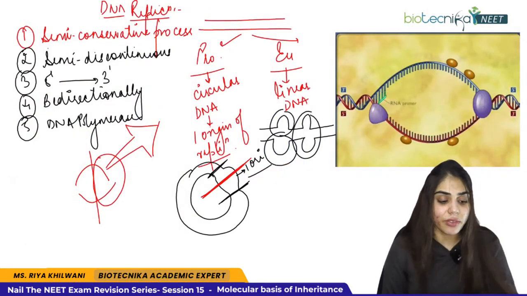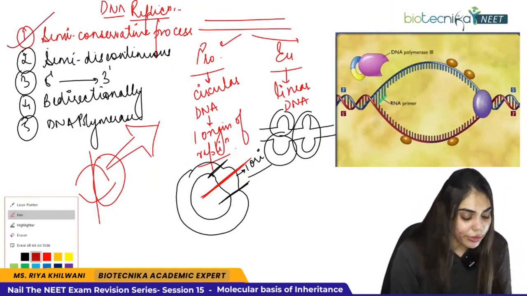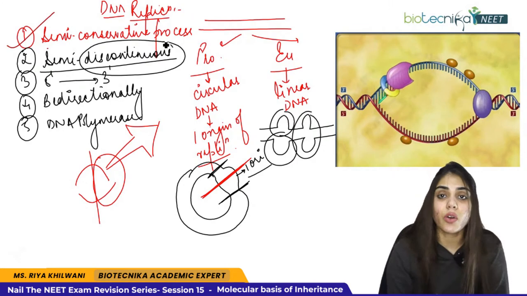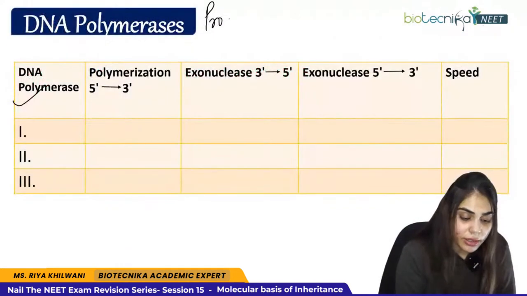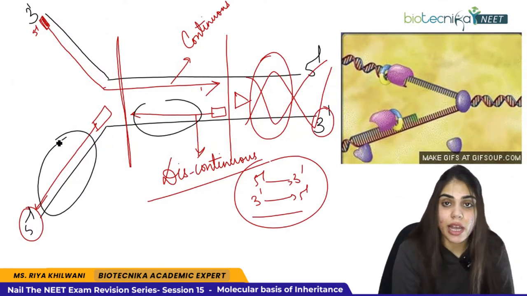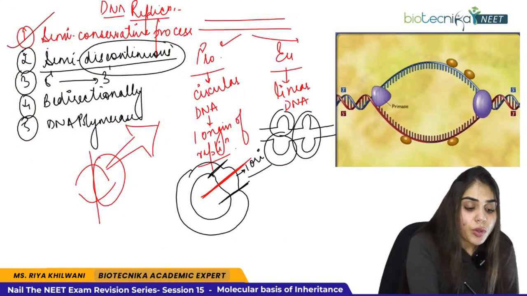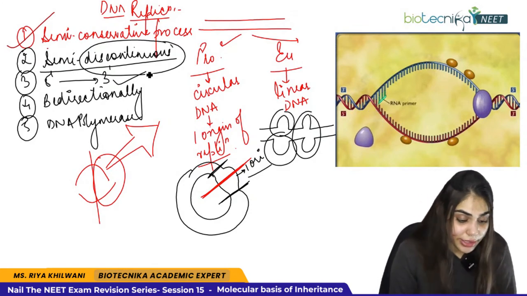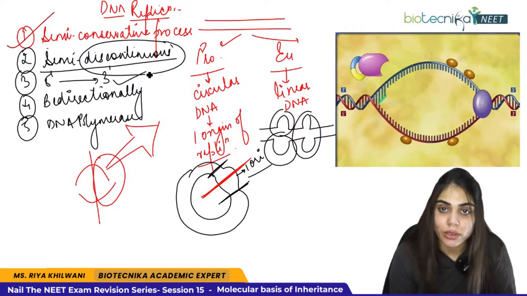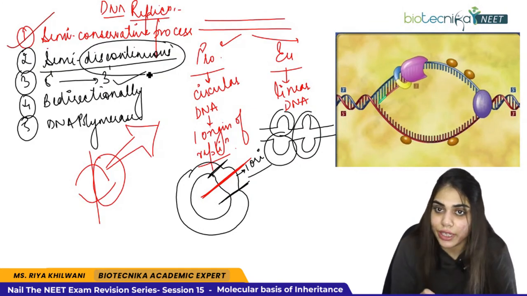So we have already covered what is the semi-conservative process of DNA replication. So DNA replication is semi-conservative. It is semi-discontinuous because the one strand that is formed is the continuous strand, and the second strand that is forming is discontinuous. Short stretches of DNA fragments are being formed in the lower strand. It is proceeding in the 5' to 3' direction. Yes, DNA synthesis will always happen in the 5' to 3' direction. Whether it is DNA or RNA, it will only synthesize in the 5' to 3' direction.